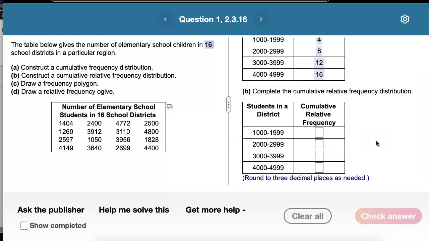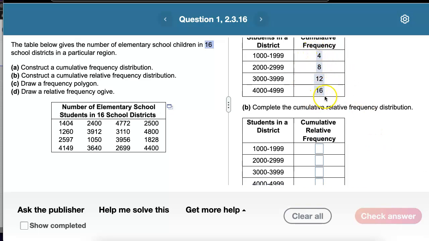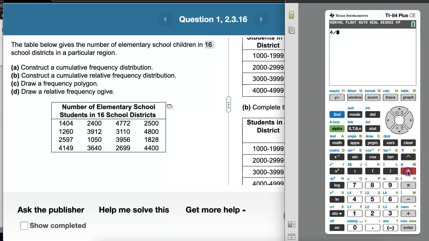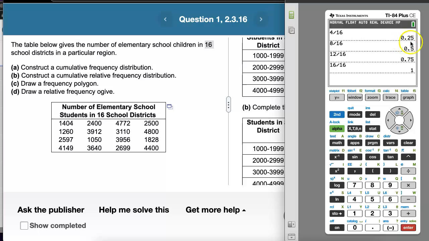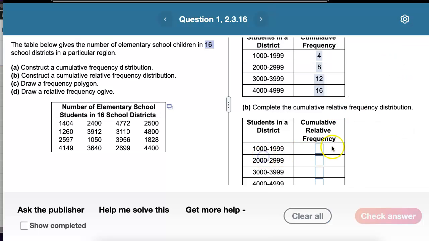And then next you're asked about the cumulative relative frequency. So these, very similar to just the relative frequency, we're going to take the values that we had before and divide them by the total number of data in the set, which is 16. So I'll bring up my calculator. I'm going to do 4 divided by 16 and 8 divided by 16 and so forth and so on. So I'm going to fill in this next chart with these values.